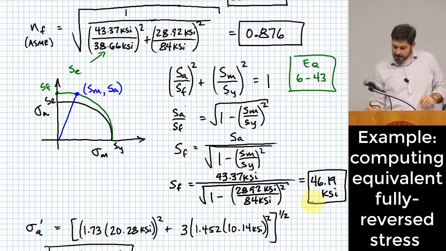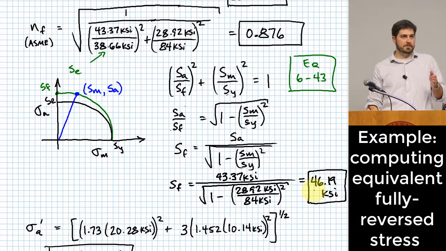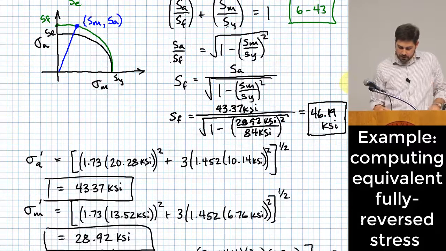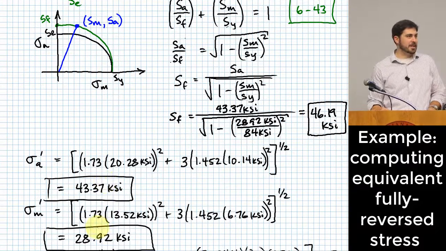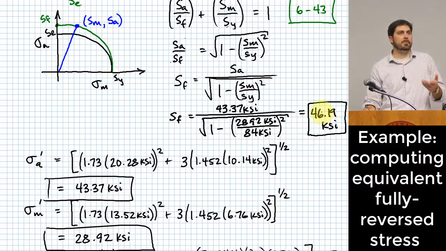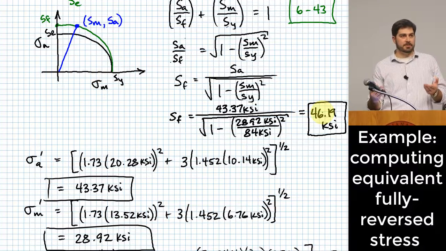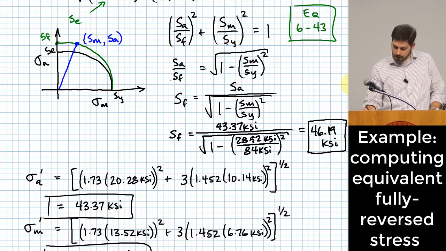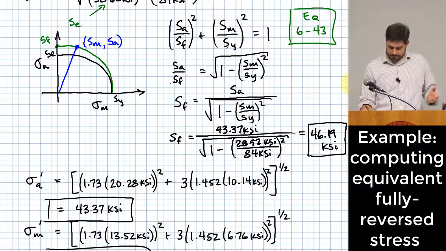This is basically the fully reversed stress magnitude that would be equivalent to this mid-range and alternating stress that I had before, right? This is equivalent in terms of how much damage it would cause according to the ASME Elliptic criteria. It would be different if we used a different criteria, but if we're using ASME Elliptic, then this is how these are related. All right, well, what do I do with that then?